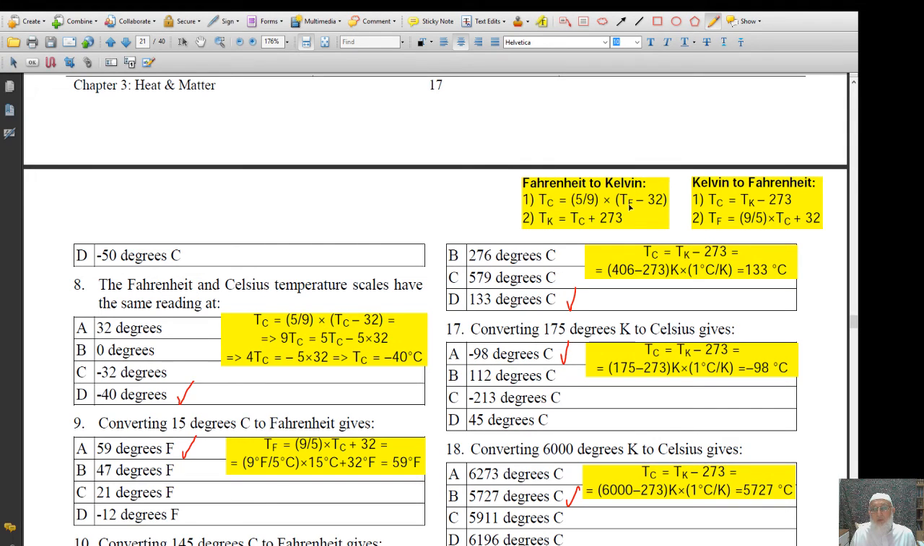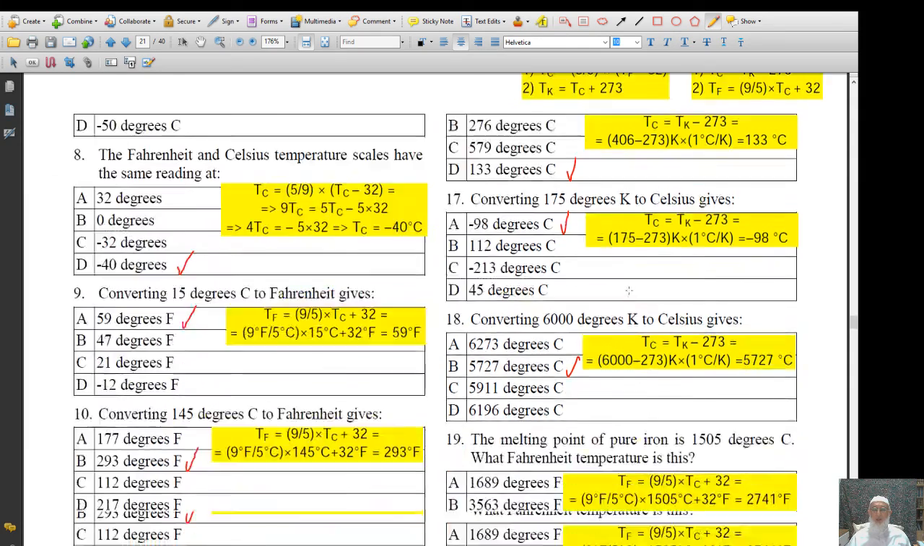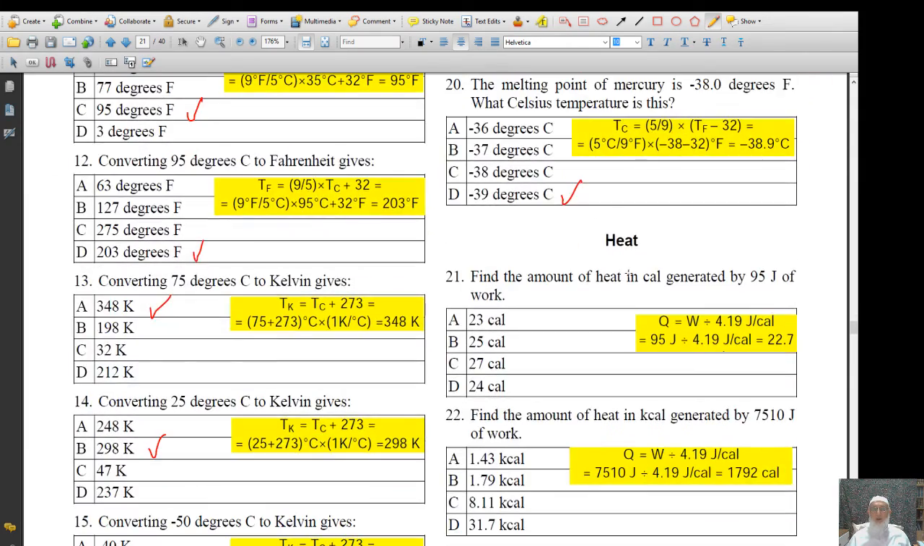From Fahrenheit to Kelvin, if you want to convert, takes two steps. First, you convert from Fahrenheit to Celsius using the equation that we used before, and then you convert from Celsius to Kelvin using this one. On the other hand, if you convert from Kelvin to Fahrenheit, first you convert from Kelvin to Celsius and then from Celsius to Fahrenheit using these equations. So you use the previous equations but in two stages instead of one. Okay, so this covers the first part.